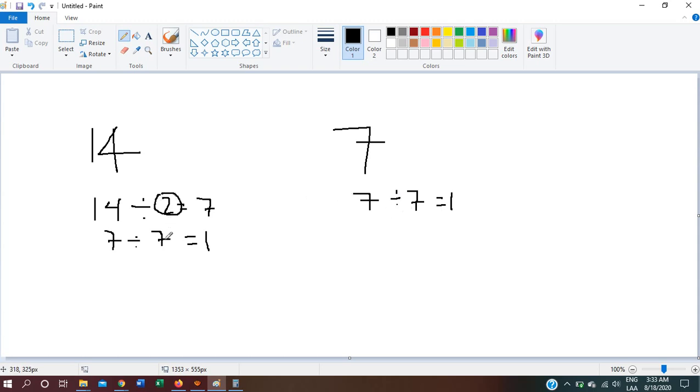How many 7's on the left? 1. How many 7's on the right? 1. So it is a tie. So I choose the left one, and this one loses. So I multiply 2 times 7 equals 14, and 14 is our least common multiple, as we were told.